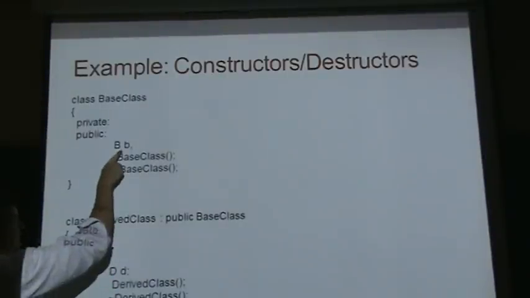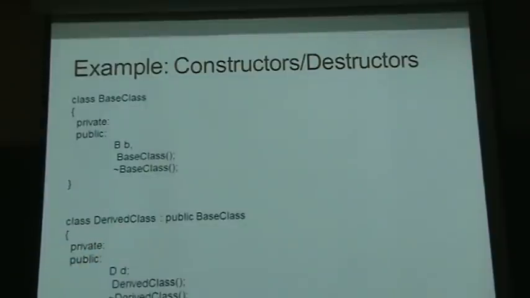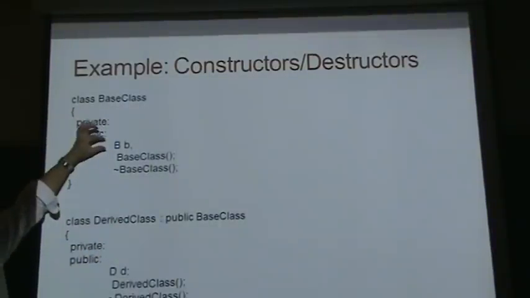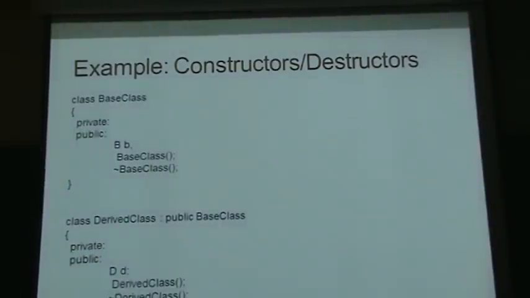B is a class, capital B. It's a class, but we're instantiating one. So B's base class is composed of a B, whatever B is.